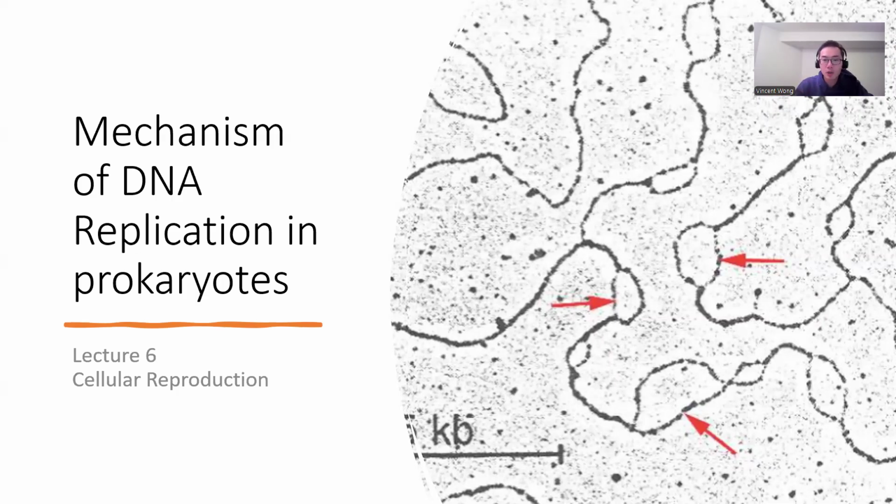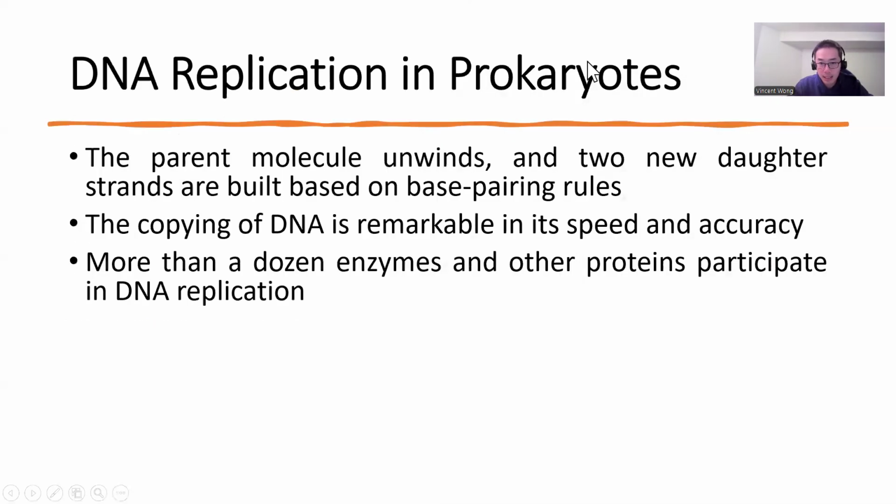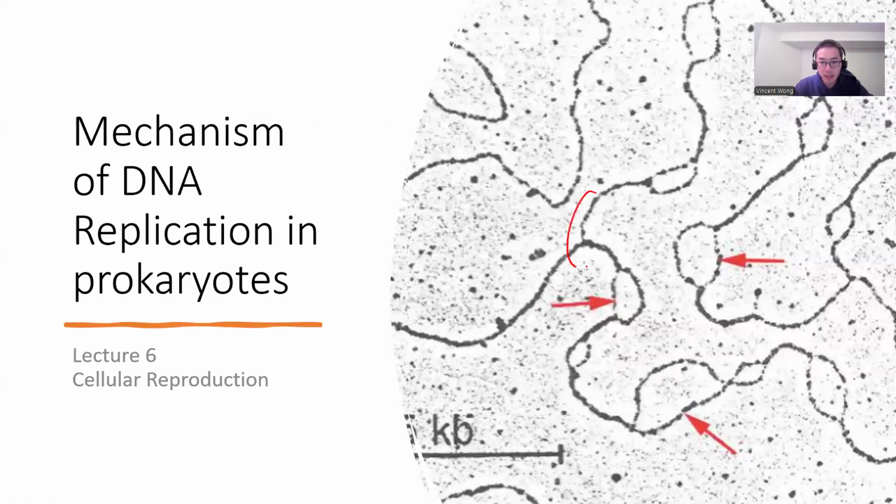In this picture, you're actually looking at DNA. You cannot see the double helix or the twisted structure, but this here is actual DNA. And here is a bubble, which is called the origin of replication. We're going to talk about that in just a bit.